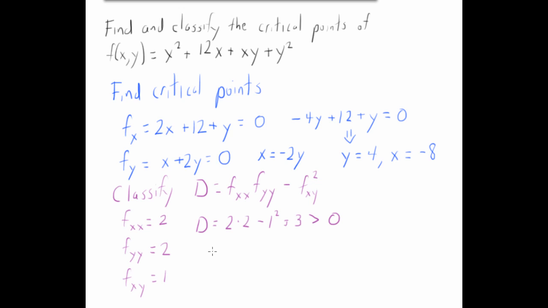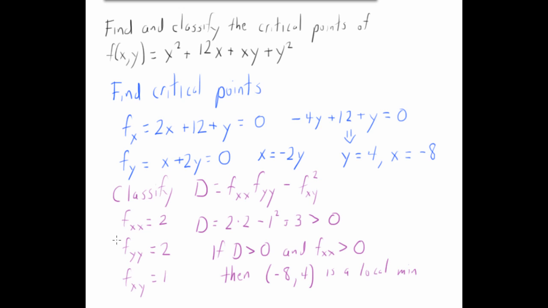So here's what happens. If d is greater than 0 and f sub xx is greater than 0, and of course what I mean here is at the point that I'm interested in, then our critical point, negative 8, 4, is a local min. In other words, we only get local maxes and local mins when d is greater than 0. And you can look at the sign of the second partial with respect to x, concave up. That tells us local min.